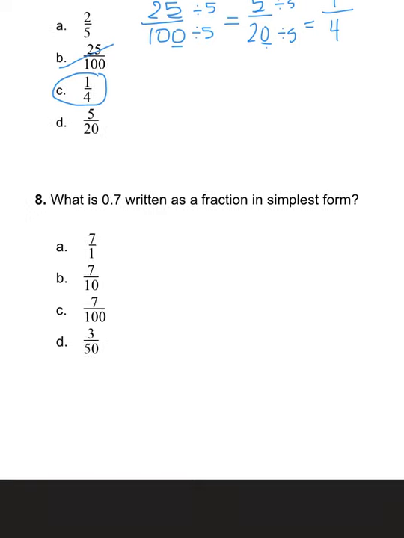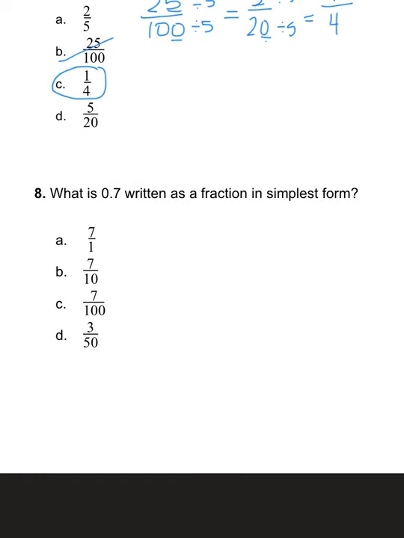Number 8. What is 0.7 written as a fraction in simplest form? The 7 is in the tenths place, so you read that as 7 tenths. Then think, is there anything I can divide out of those? No, it doesn't end in a 5 or 0, and they're not both even. So that one is completely simplified.